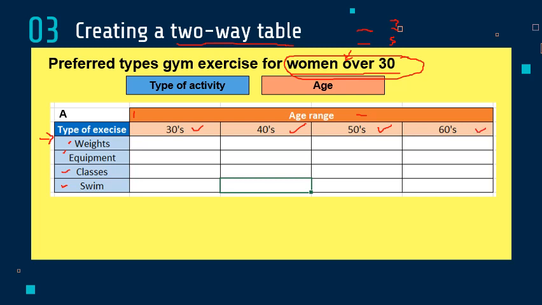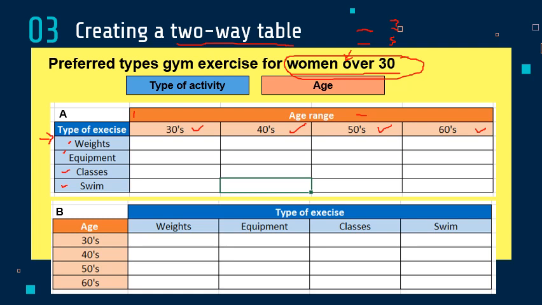Then I could survey the people and then populate it with that information and then use this two-way table to inform my decision about, should I be offering more classes, or should I have more weights available or more equipment, and so on. Now, this isn't the only way I can present this table. I can also flip it around. So I can have the types of exercises here and then the age here as well.